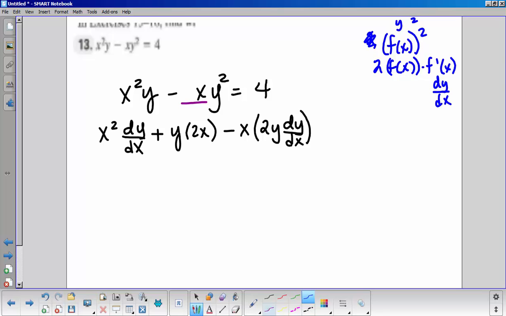For the first one, the derivative of y is 1. I know that, but I don't understand.